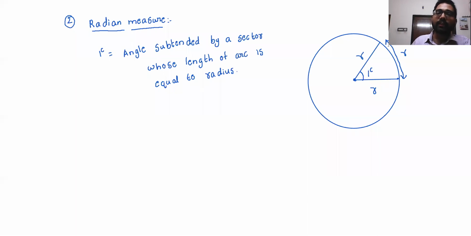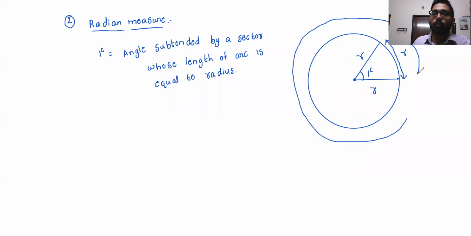Now, in a circle, we know that the circumference is 2 pi times the radius, isn't it? So the circumference of the circle is 2 pi r. What is pi? Pi is an irrational number, approximately equal to 22 by 7. This symbol with the double wavy line means approximately equal to.